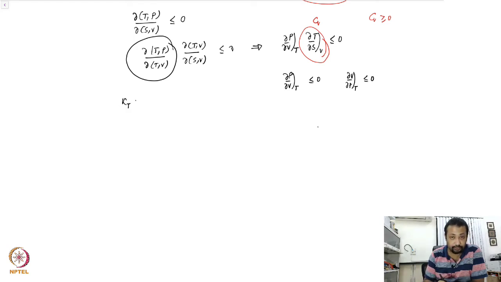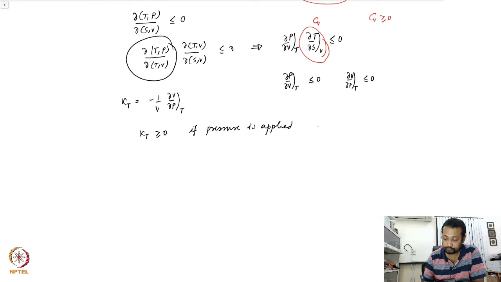The isothermal compressibility, just as we had defined the adiabatic or isentropic compressibility, is defined as minus 1 by V times ∂V/∂P at constant temperature. And since ∂V/∂P at constant temperature is less than 0, this would mean that the isothermal compressibility is also a positive quantity, which means if pressure is applied, volume must decrease.